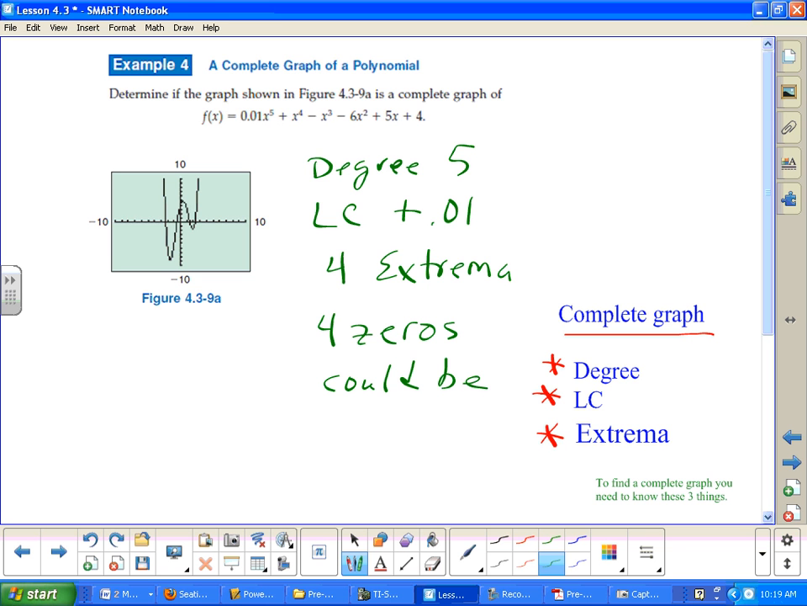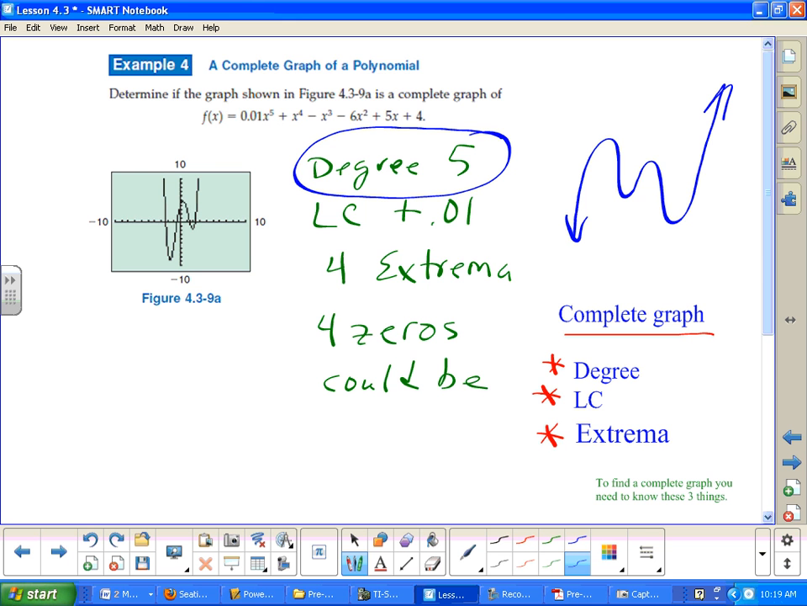But since we have degree 5 and a positive leading coefficient, the graph must look like this, where it goes down to the left and up to the right. Well, if I look at this graph, it's going up on both the left and the right. So this graph actually has to come back down over here somewhere, because it's an odd degree with leading coefficient 0.01. So if I put this in my calculator, I would need to look to see if there's a 5th zero down here past negative 10.